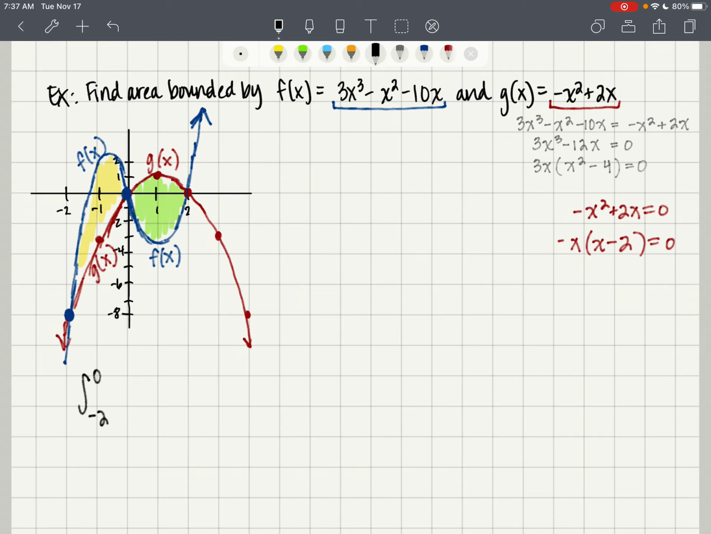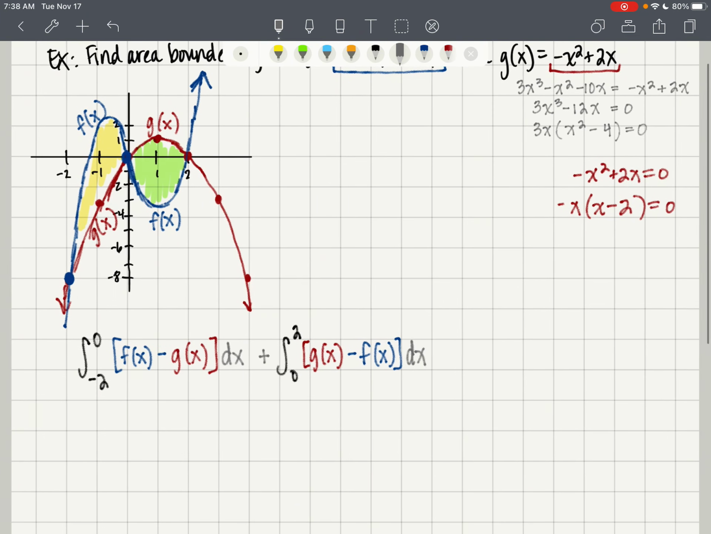From negative 2 to 0, we have f of x minus g of x dx, plus the integral from 0 to positive 2 of g of x minus f of x. So I'm going to color code. Here's your area. It's going to be in yellow on the graph. And this integral represents the area that's going to be in green.